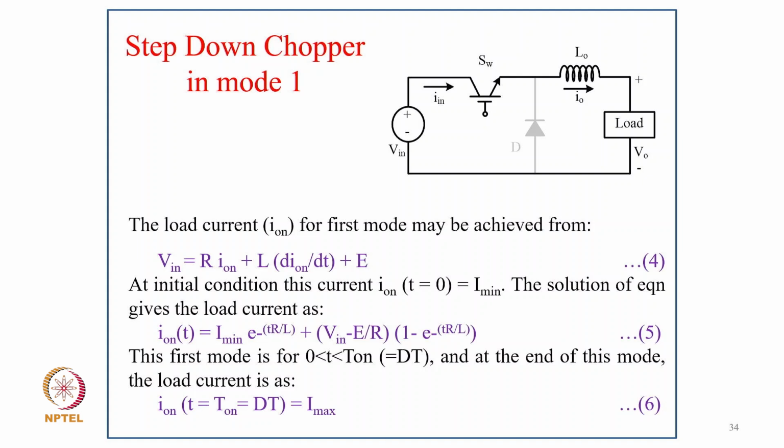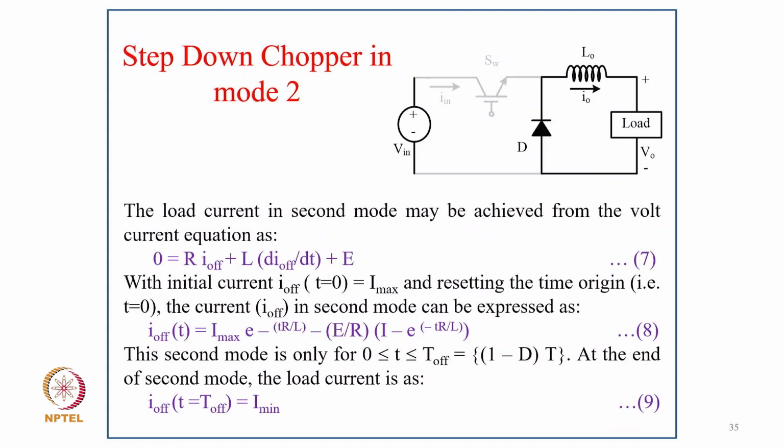So the solution of this is I on equal to I minimum e to the power minus t into R upon L, plus (V in minus E) upon R, times (1 minus e to the power minus t R upon L). So the first mode is the solution of the fourth equation, which is in the fifth, and for finding the minimum value we can apply the boundary condition. For 0 to T on period, that is dT, at the end of this mode the load current is I on at t equal to dT, that is I max, because energy is fed during this period from the source to the load.